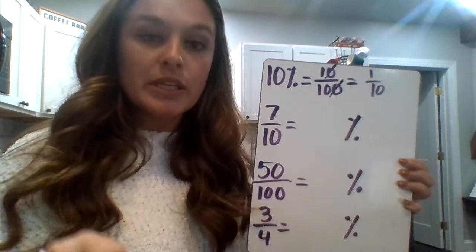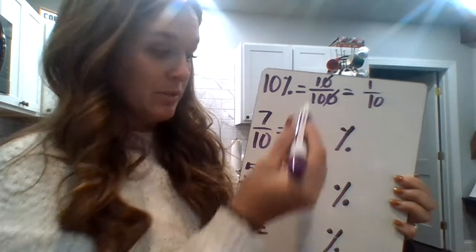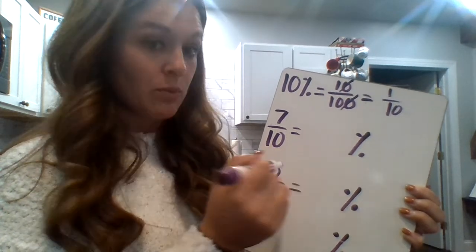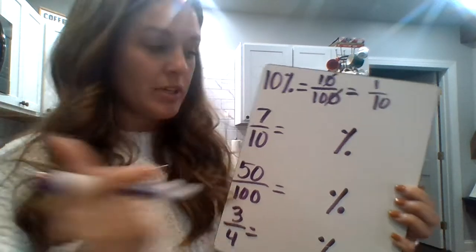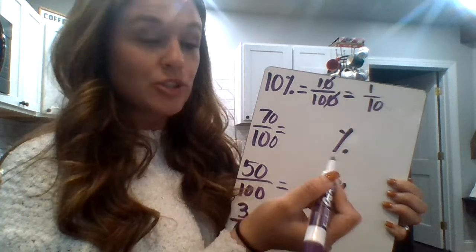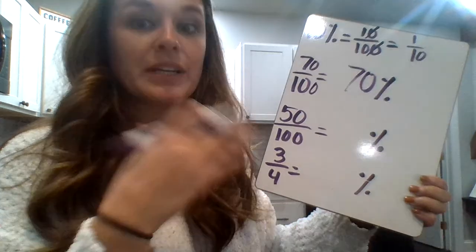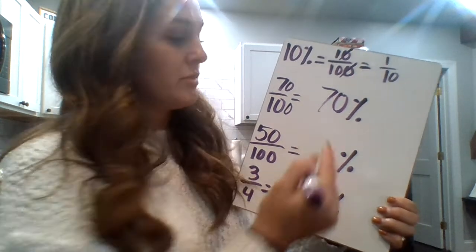Now we're going to do it the opposite way. So this one's kind of like this one. So it's 7 over 10. Well, a percent is anything over 100. So we can add a 0 here and add a 0 here, and that shows you your percent. 70. 50 over 100. Anything over 100 is its percent. So this is 50%.